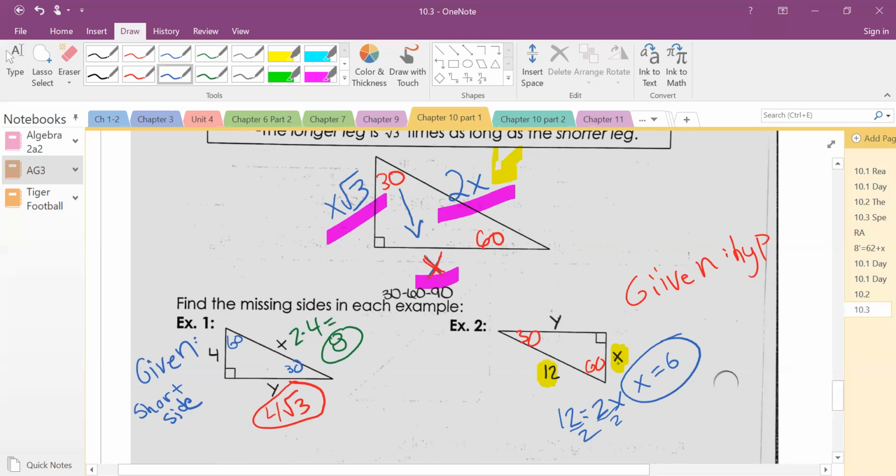Okay. Always solve for the shorter side first. It's going to be way easier because remember, everything's based off the shorter side. So solve for that first. Once you have that, then you can continue moving on.